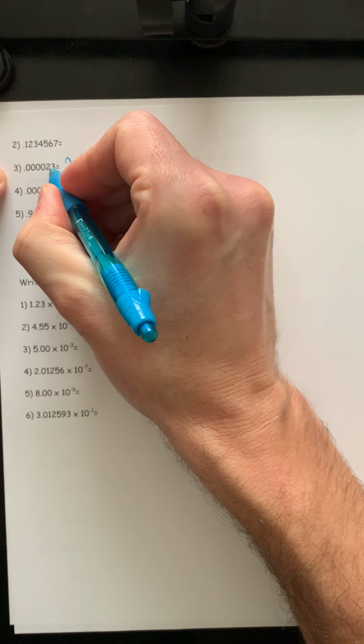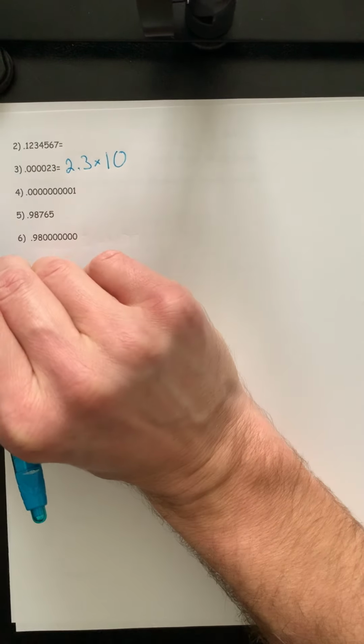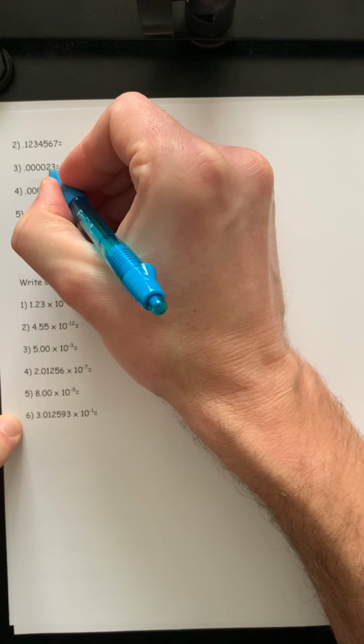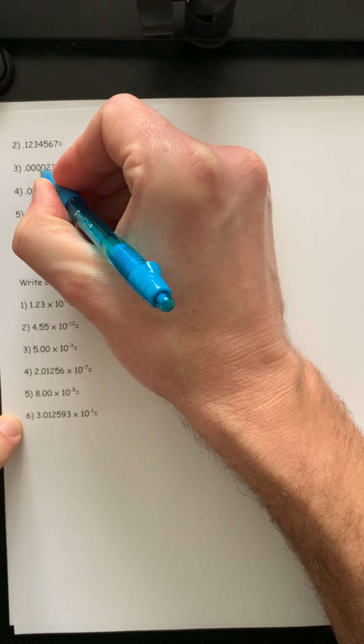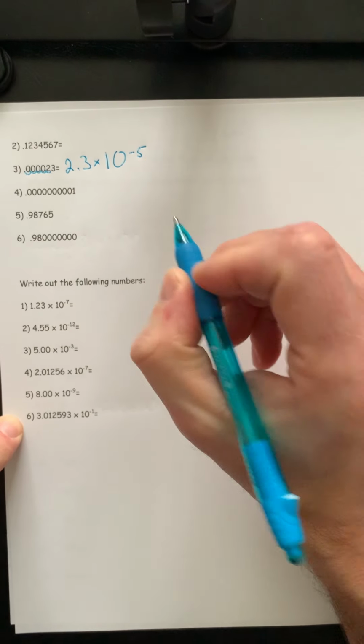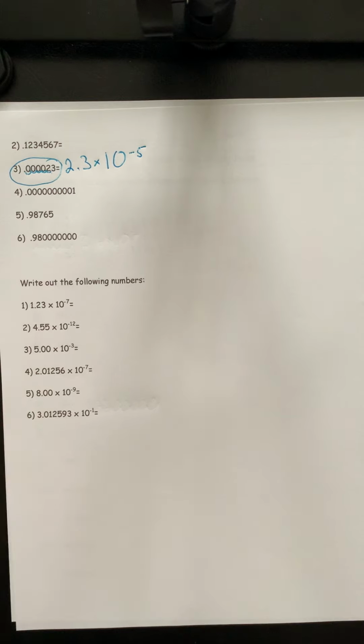Now notice here, I have to move the decimal to the left. It's less than 1, so this is one of those cases where I know for sure I have to have a negative exponent. So let's count out the spots that we'd have to move it to the left: 1, 2, 3, 4, 5. So 2.3 times 10 to the negative 5th is equivalent to our problem.